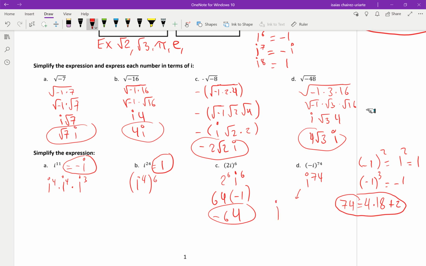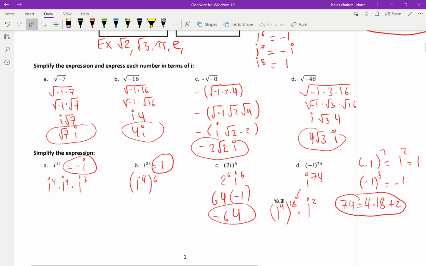i to the 4th to the 18th, and then times i squared. And notice what happened here. What ends up happening here is you gotta multiply the exponents. And turns out that 4 times 18 is 72. So that would be i to the 72 times i to the 2nd. And then you would have to add 72 plus 2. That would give me 74.